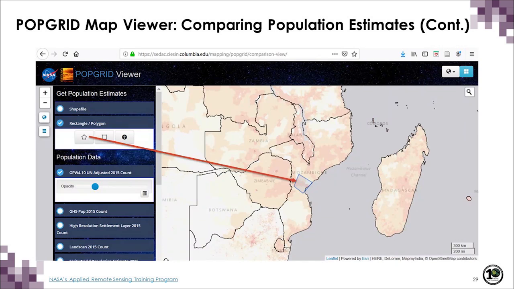Clicking on the expand icon on the upper right corner, we are in the global view with GPW4 as the top layer. Once again, we center on Mozambique and we select or define an area using the draw polygon tool on the left, in a similar way as the population estimation service we just explored.